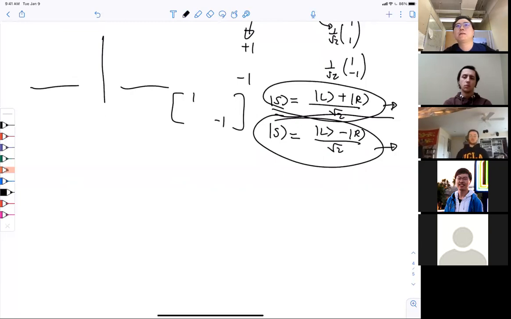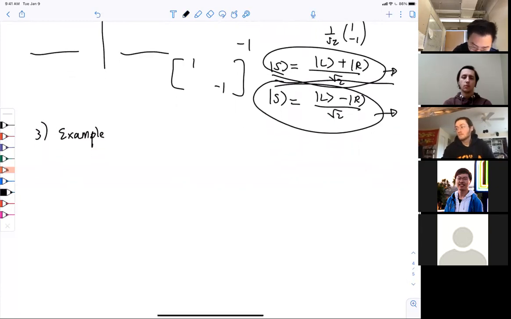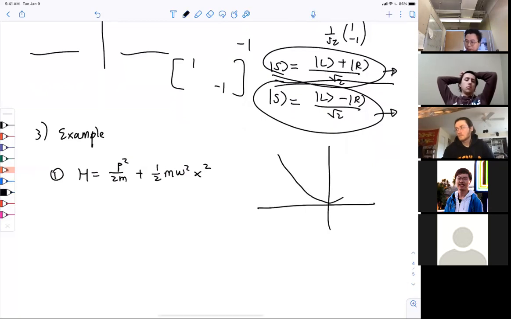Okay, so let's give you guys more examples, which I'm pretty sure you're familiar with. The first one is the harmonic oscillator. The potential looks like this. It's also symmetric around the y-axis, so this Hamiltonian also commutes with our parity operation.